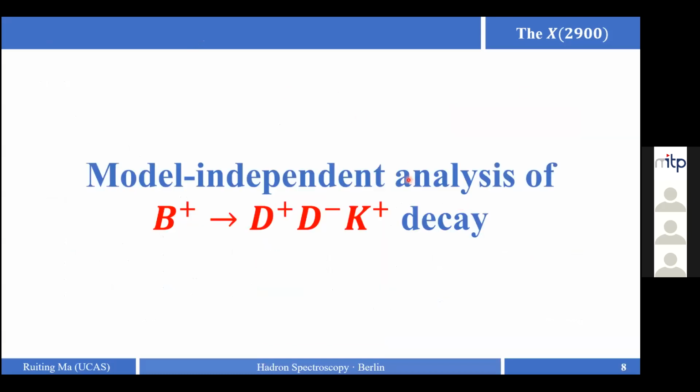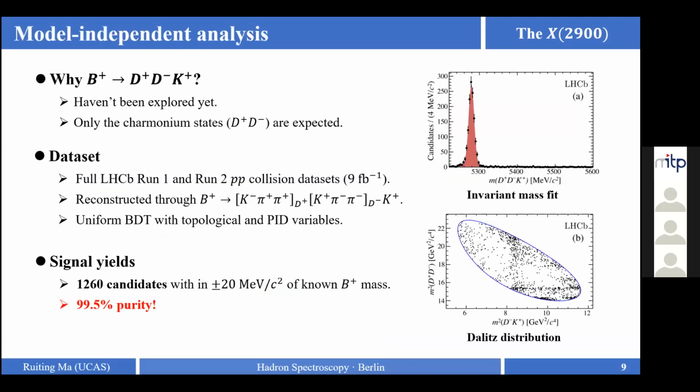The first analysis is a model independent analysis on the B+ → D+ D− K+ decay. Why did we choose this channel as the first B→DDh amplitude analysis in the RCP? First, it is because it hasn't been explored yet, and the second reason is that in this channel, only the charmonium and charmonium-like states are expected in the three-body case. It means that it's easier to build the fitting model for the amplitude analysis.